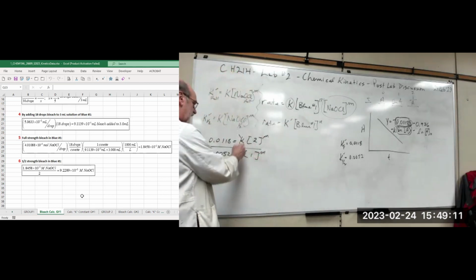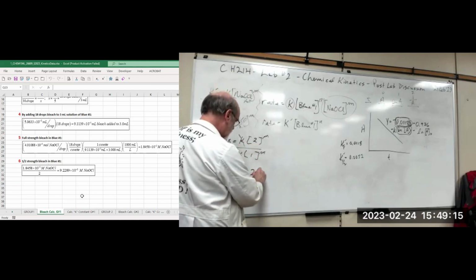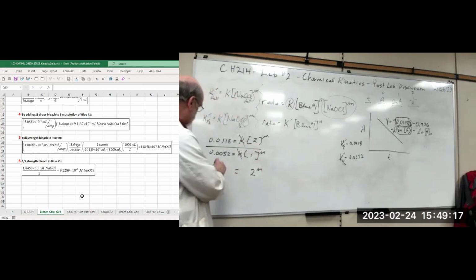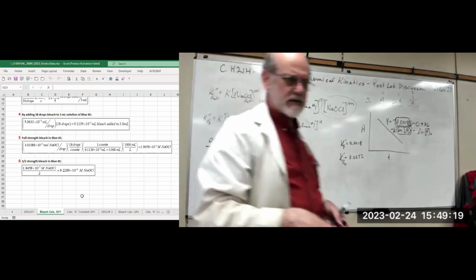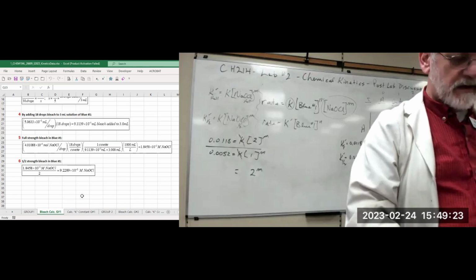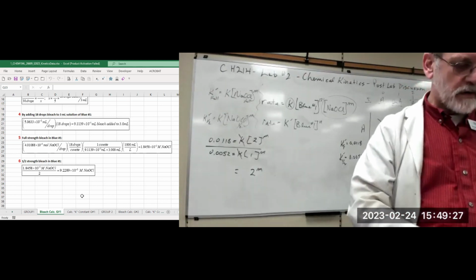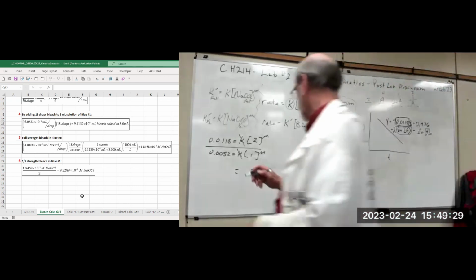Right? So this one cancels, and this is 2 to the M, and this is equal to 0.0118 divided by 0.0052. Let me do that calculation quick. And that's 2.27.